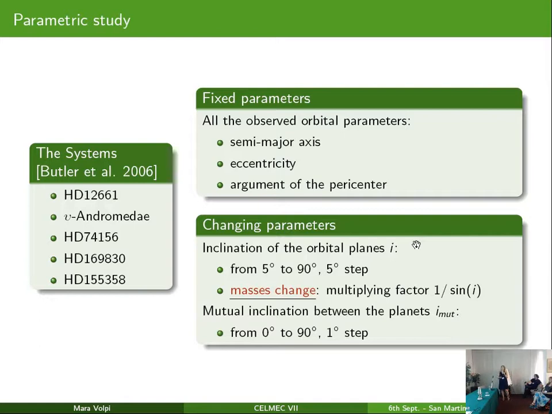Therefore, obviously, we took the same 5 exosystems, and we decided to keep fixed the parameters that come directly from the detection via the radial velocity method, and to change the parameters that are not known: the mutual inclination, and the inclination of the orbital planes. In principle, they could be different, but we decided to keep them equal to each other. And I would like to stress the fact that by changing the orbital plane's inclination, we are changing the masses by the same multiplying factor.